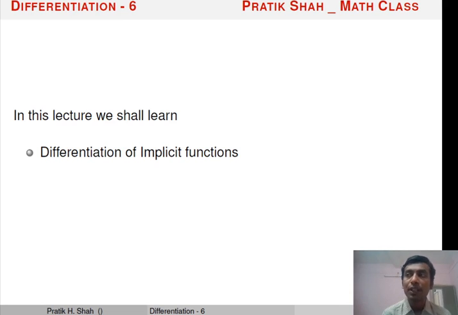One more example, if I take y square plus 2y plus 3 is equal to log x plus sin x. On one side there are terms of y, on other side there are terms of x. So these are explicit functions. And the functions which cannot be separated like this, that on one side there are terms of y, on other side there are terms of x, such functions are called implicit functions.